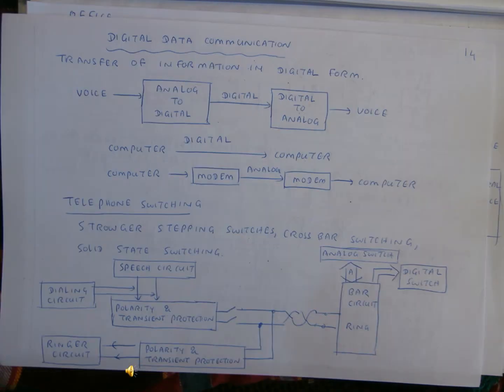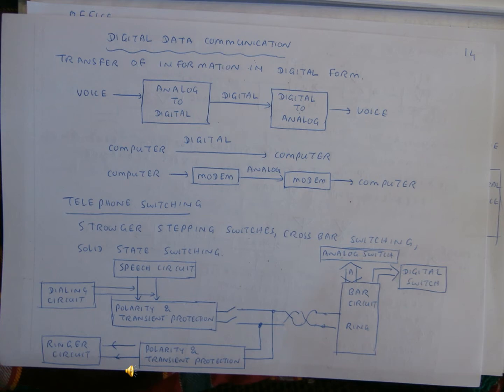So then we also talk about digital data communication. Digital data communication means the data are transferred through the computer or the internet system. The meaning of digital data communication is to transfer information in digital form. This means that voice signals can be transferred in digital form. The voice, an analog signal, is converted to digital by the analog to digital converter, and digital comes out.